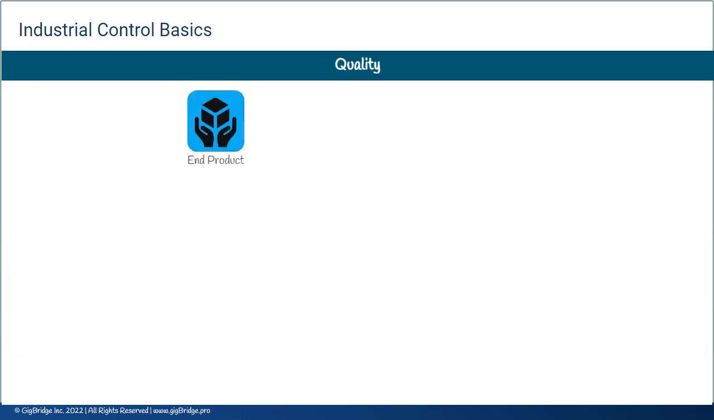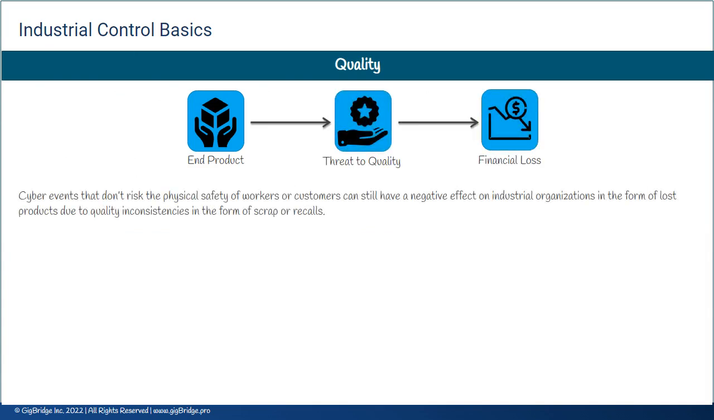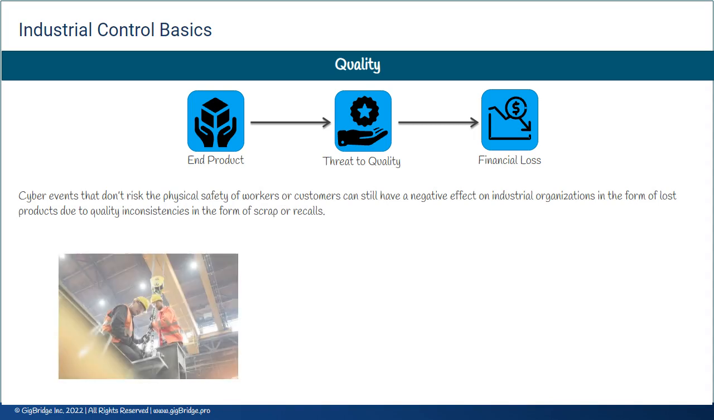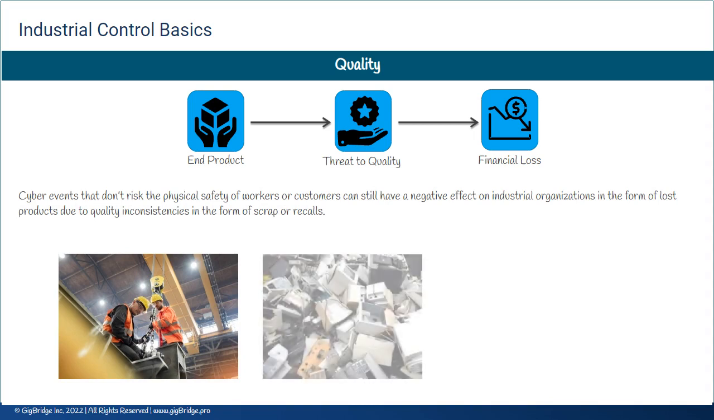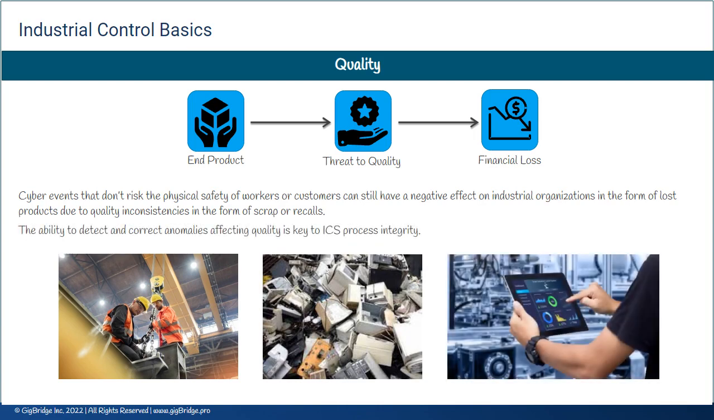Quality. Irrespective of your end product, any threat to its quality could result in financial loss. Cyber events that don't risk the physical safety of workers or customers can still have a negative effect on industrial organizations in the form of lost products due to quality inconsistencies, in the form of scrap or recalls. The ability to detect and correct anomalies affecting quality is key to ICS process integrity.